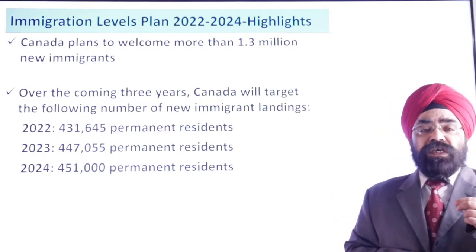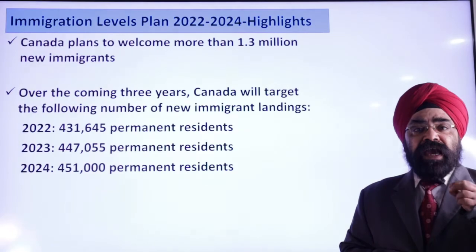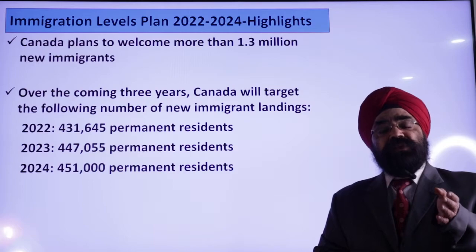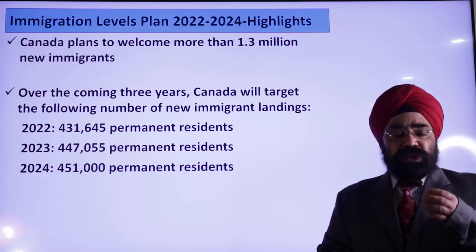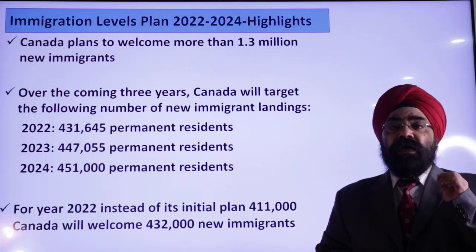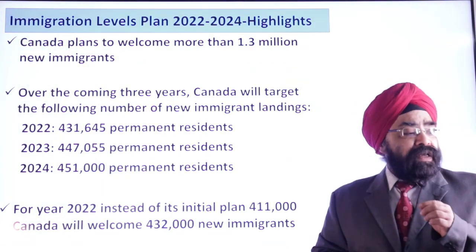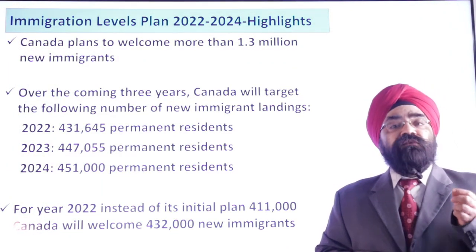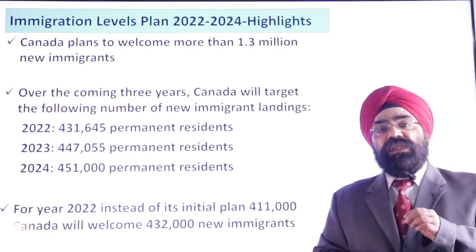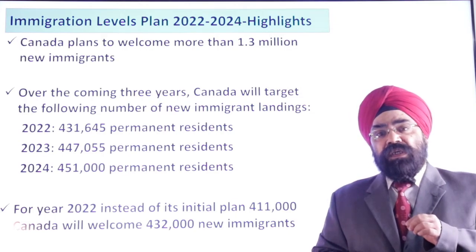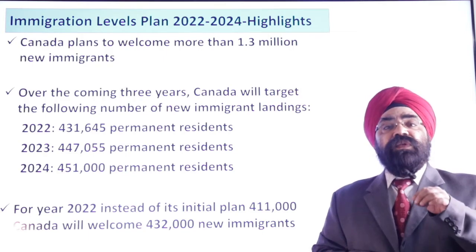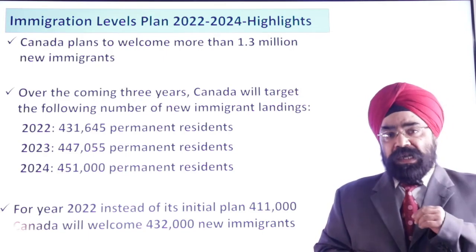For 2022, there was an initial plan, but because of the elections and the subsequent formation of the new government, it was changed. The initial plan for 2022 was 411,000 immigrants, which changed to 432,000. That's the first and foremost difference. This year itself, you will see more immigrants coming to Canada.